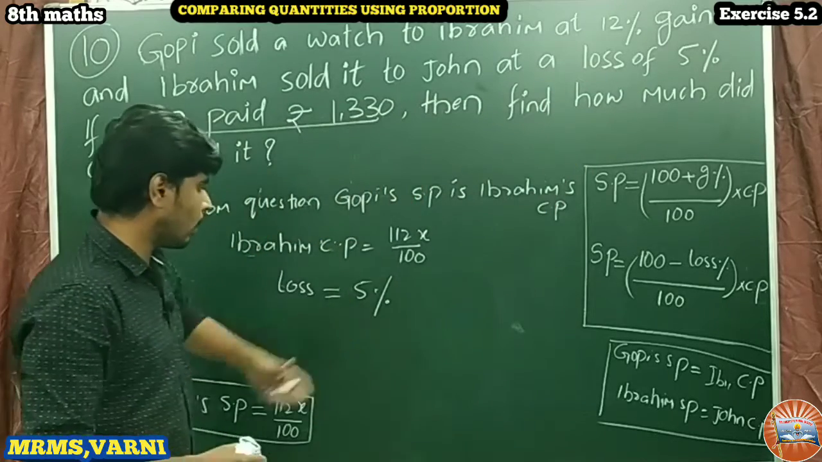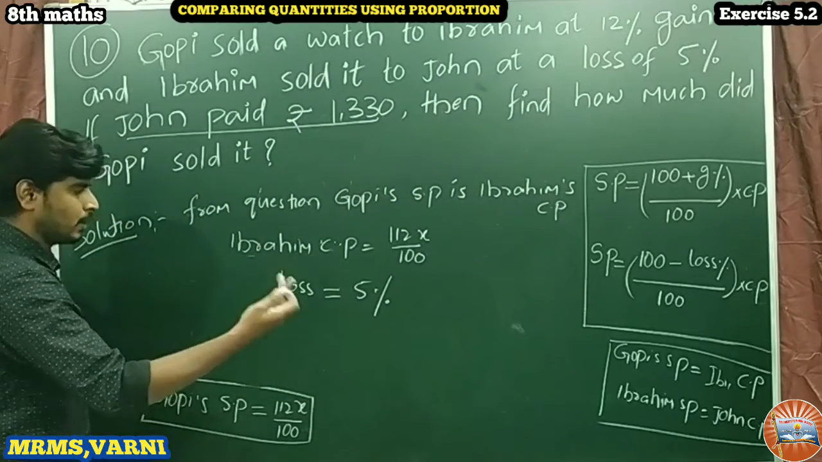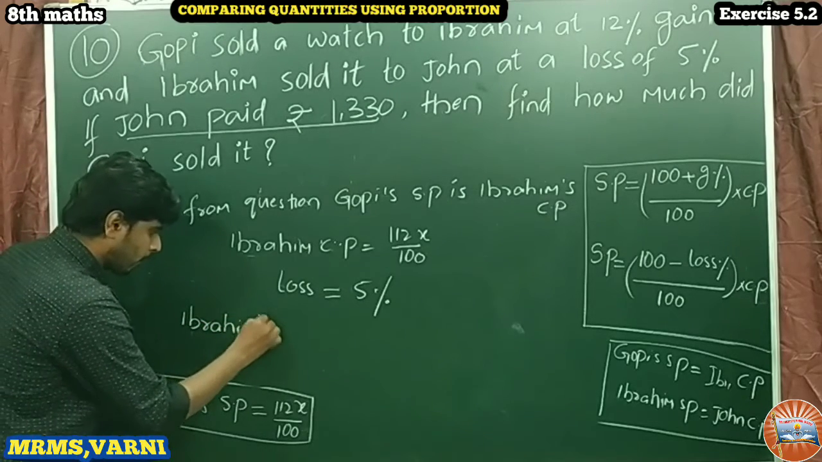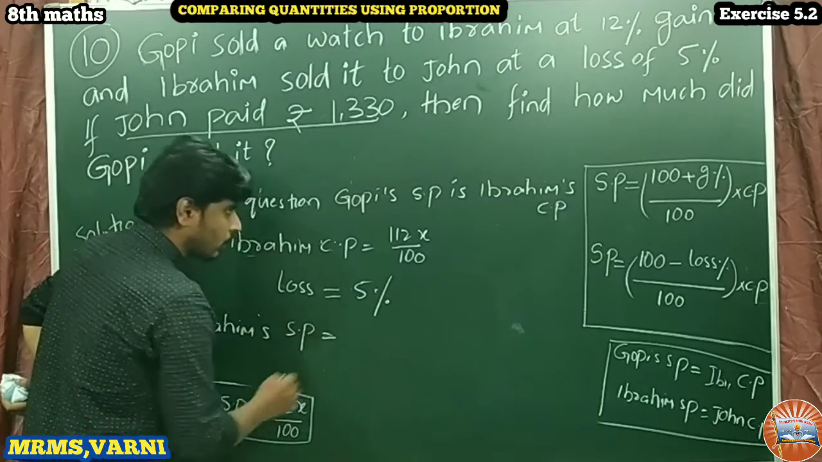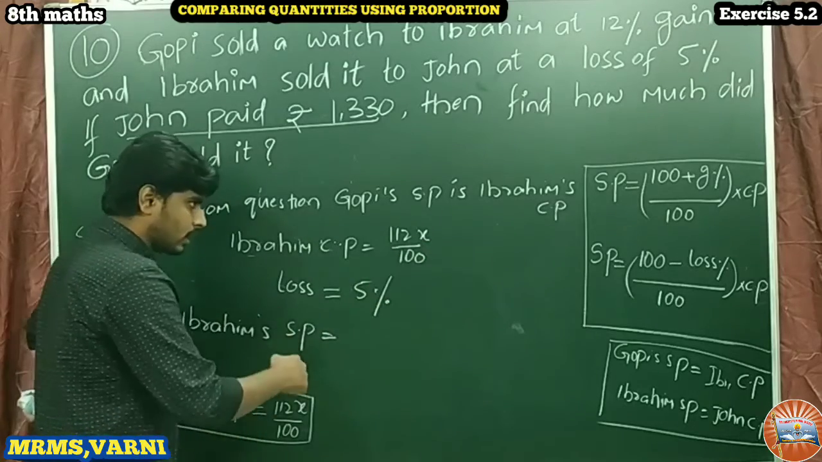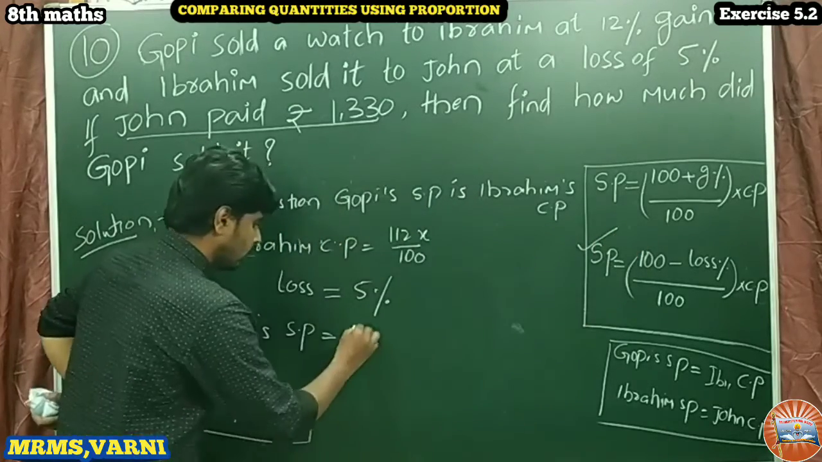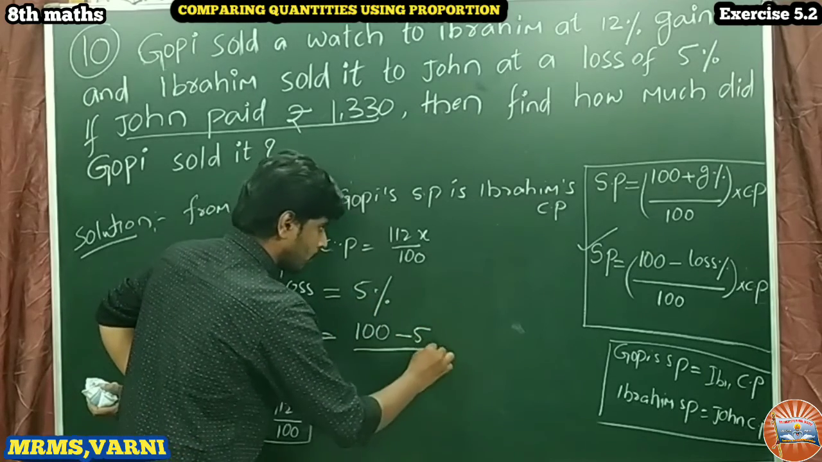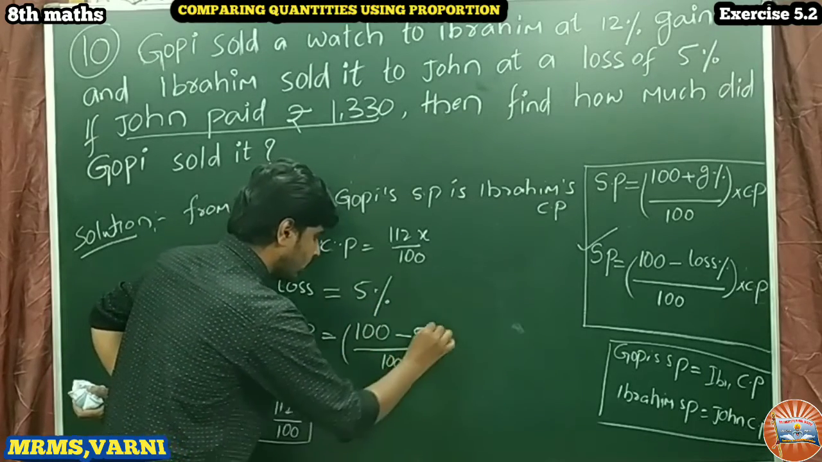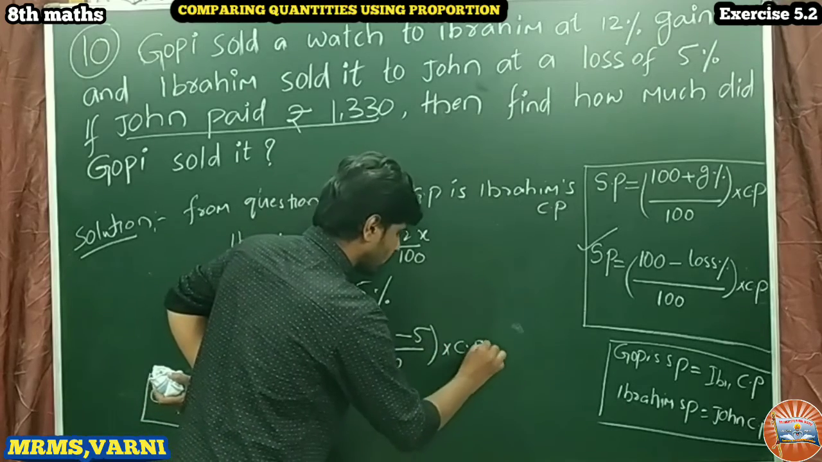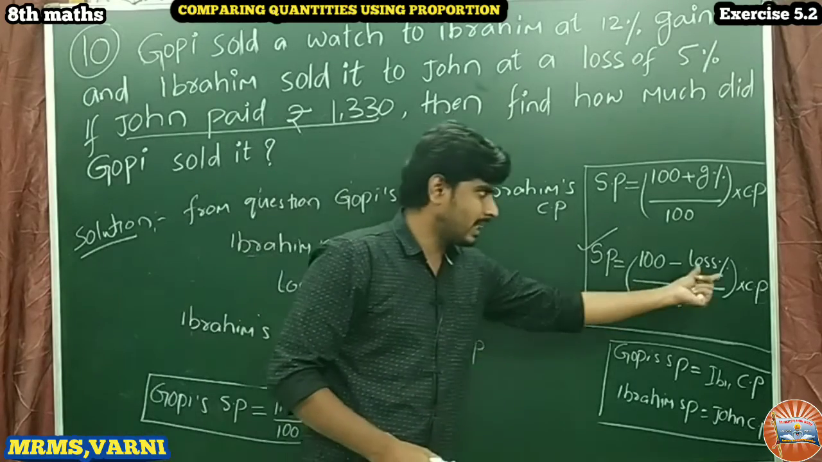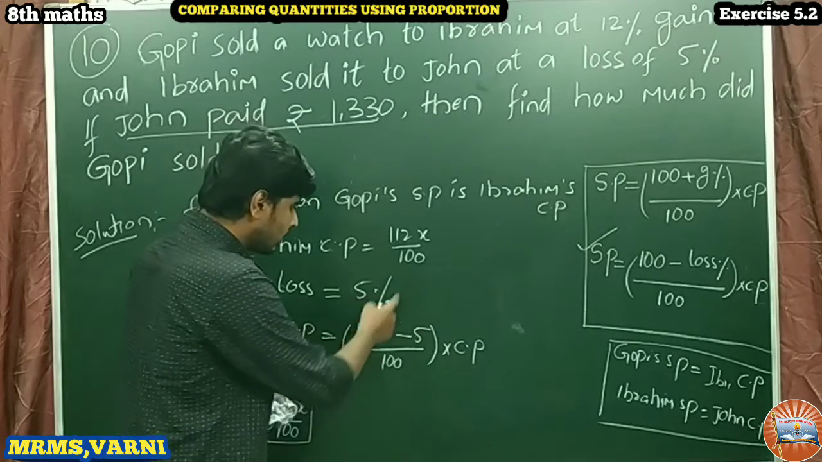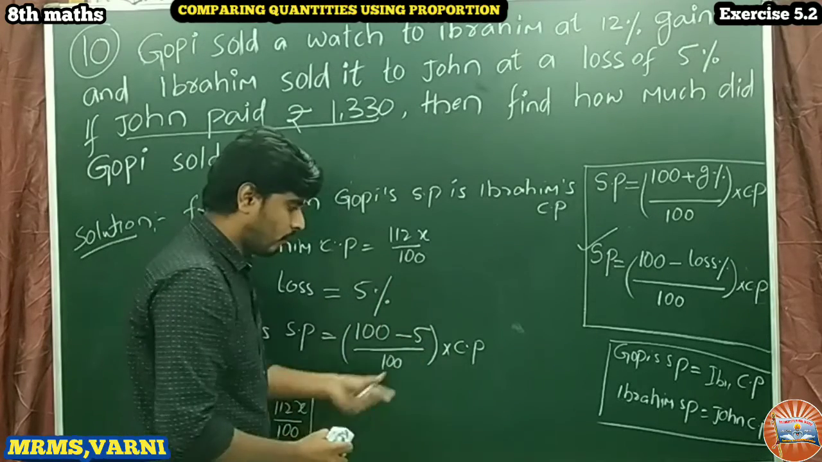So he got 5% loss. So with the use of that, we have to find the SP of Ibrahim first. So Ibrahim's SP is equals to, what is that? Formula in loss, this I am going to use here: 100 minus loss, how much? 5 by 100 into CP. Don't confuse with the formula. So loss percent I am writing here. Already given, loss percent 5%. I am not writing the percentage sign here, just writing 5.